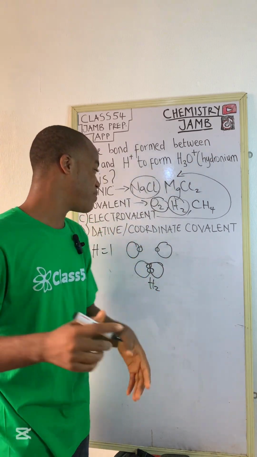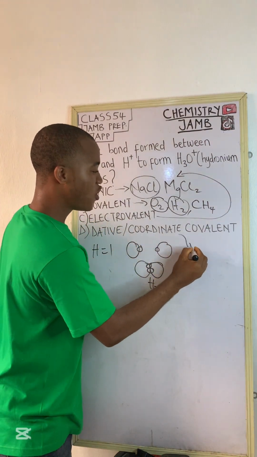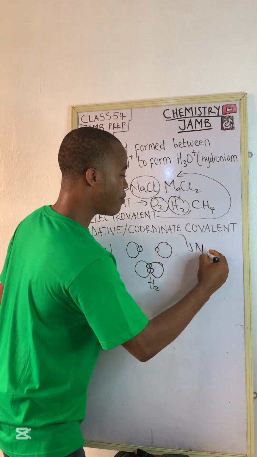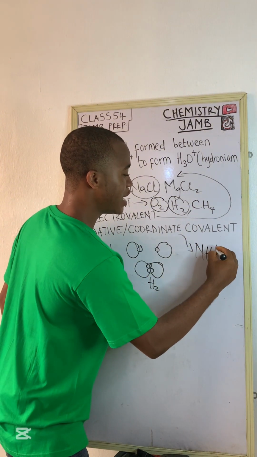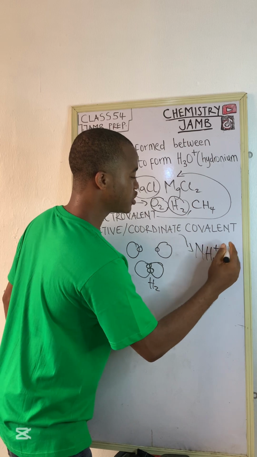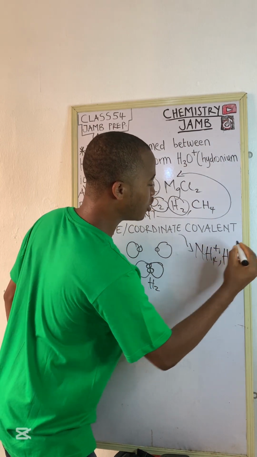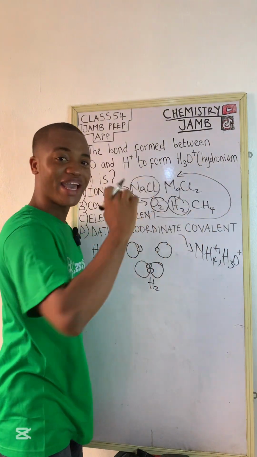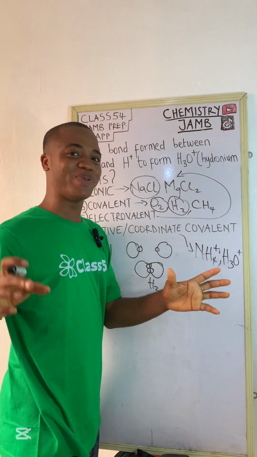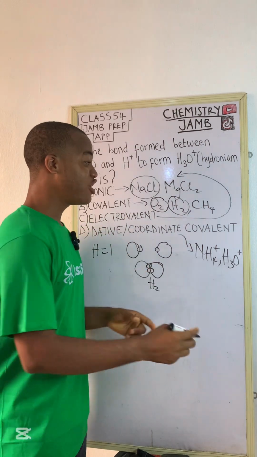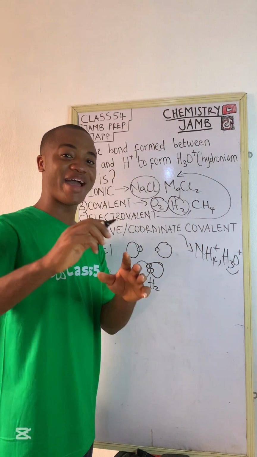So let me give you an example. An example of a dative or coordinate covalent compound is the ammonium ion, that is NH4+. Also, another example is H3O+, which is our hydronium ion. So now let me try to explain this the simplest way that you can understand. Let us use the hydronium ion as our example.